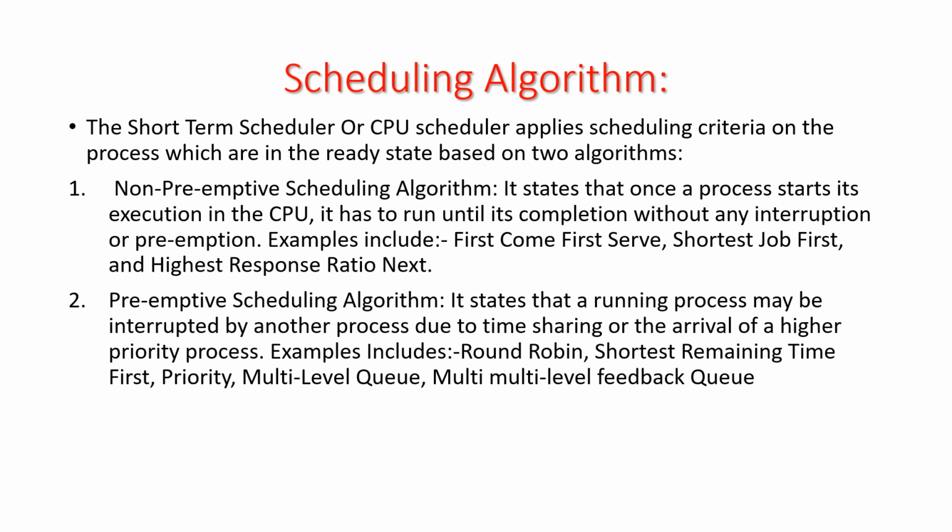Then second is preemptive scheduling. What is preemptive scheduling? It states that a running process may be interrupted by another process due to time sharing or due to the arrival of a higher priority process. So we forcibly interrupt the process and give the CPU to another process which has arrived and has a higher priority than the process executing in the CPU. Examples include round robin, shortest remaining time first, priority scheduling, then multi-level queue algorithm, then multi-level feedback queue scheduling, etc.